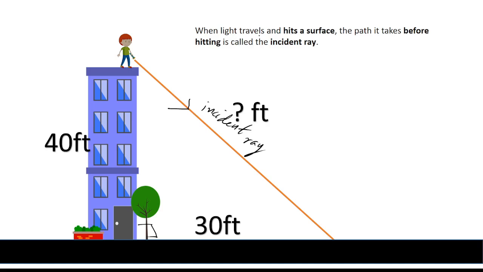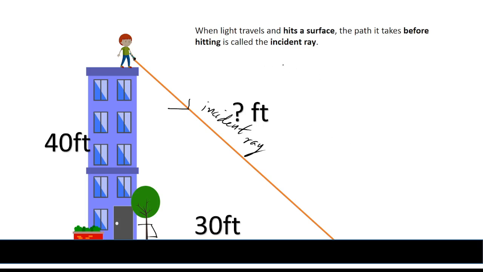When light travels and hits a surface, so the light is traveling from the torch of this person and it is striking or hitting the road. The path it takes before hitting is called incident ray. As we have already discussed what is incident ray, now we will find out the length of the path of the ray, or you can say the length of the incident ray. That is nothing but the hypotenuse.